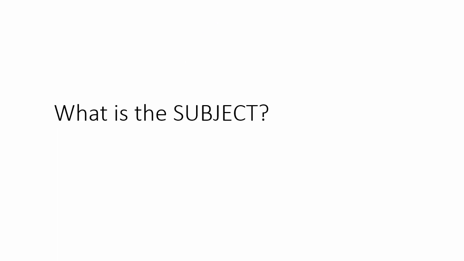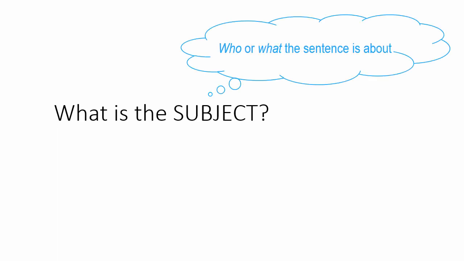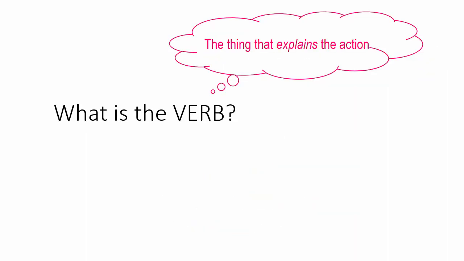Let's use examples to help identify when there are subject-verb agreement problems in your sentences. In a sentence, the subject is who or what the sentence is about. It's usually the noun that does something. And the verb is the thing that explains the action.